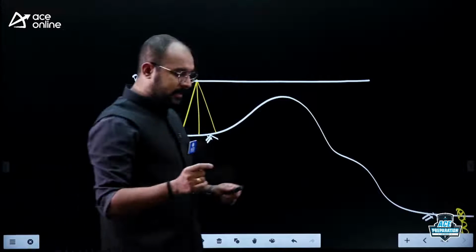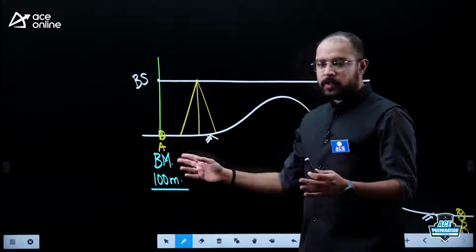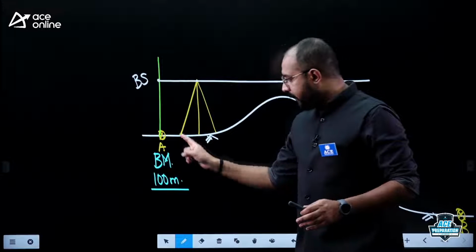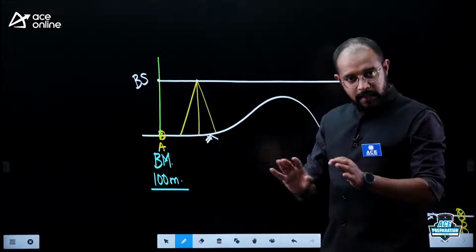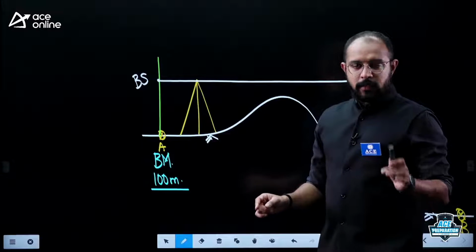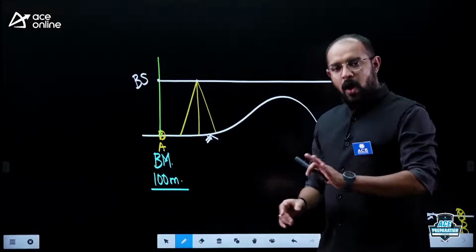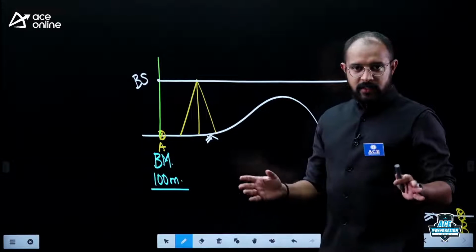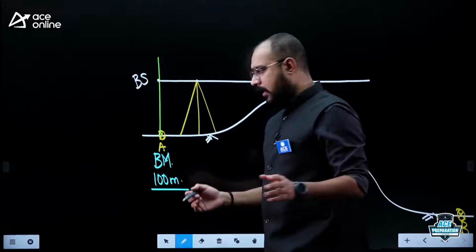So please understand, apart from saying that the first reading taken is a backside, you should also say that backside is nothing but a staff reading taken upon a point of known elevation. Now this becomes the completed definition. All leveling work will start from a point of known elevation. Therefore, the first reading is always a backside.